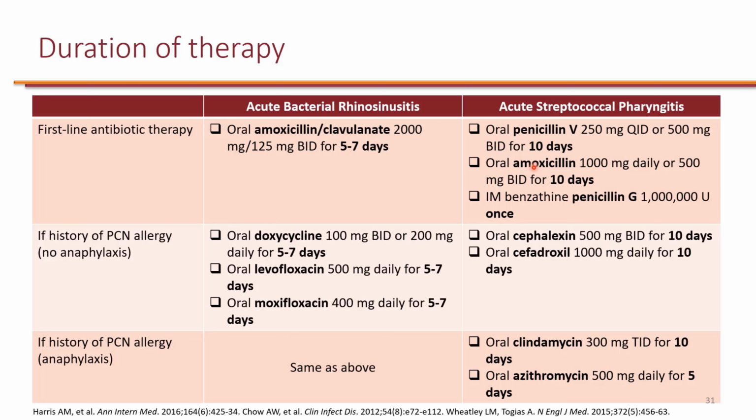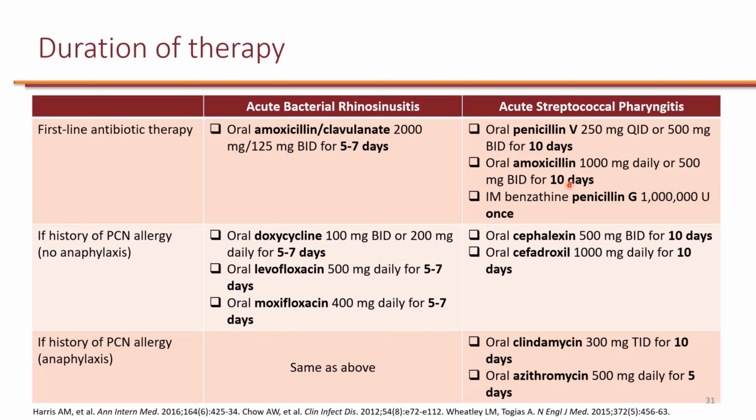Alternatively, amoxicillin is an option. Even if you give a high dose of 1000 milligrams, you can get away with once a day dosing to even further improve adherence, or you can do the lower dose of 500 milligrams twice a day, and this will also be for 10 days.